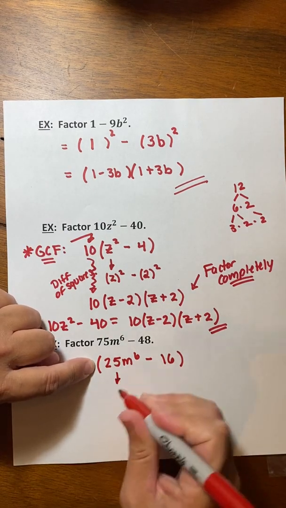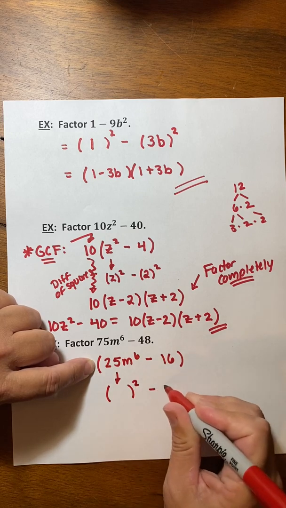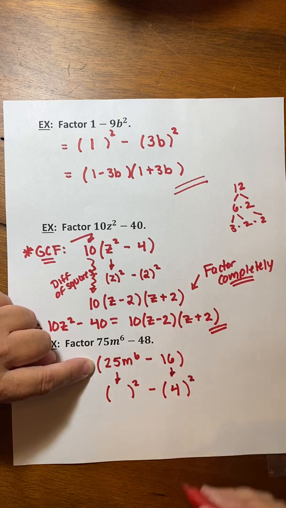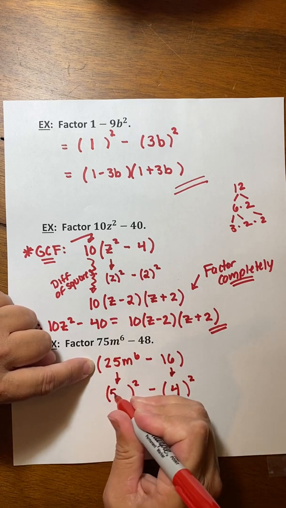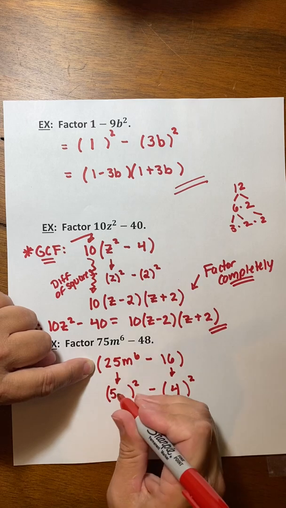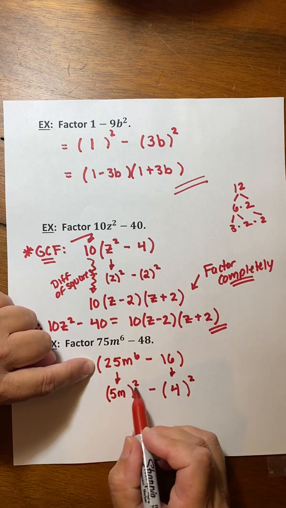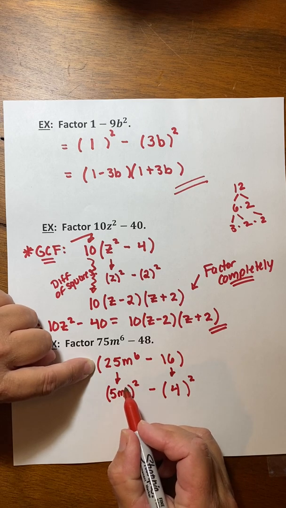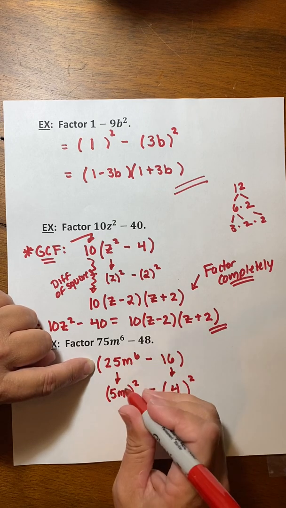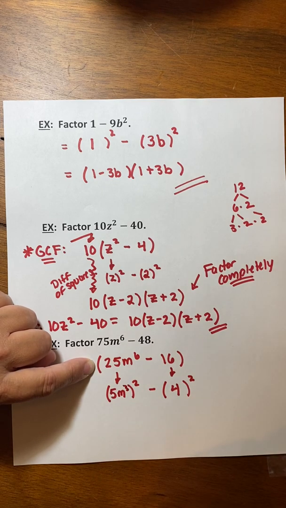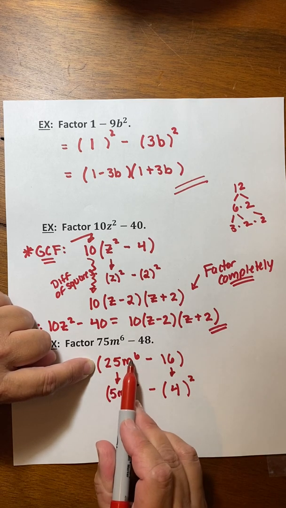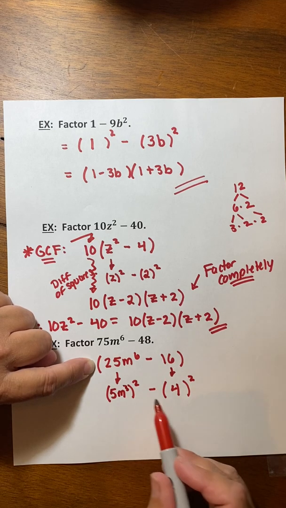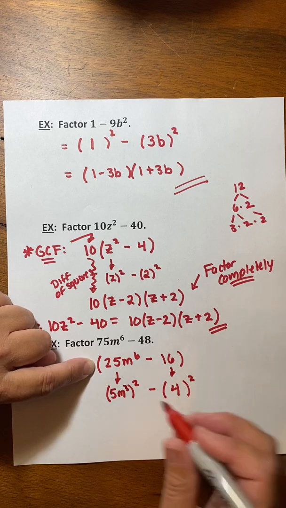We're going to ask ourselves, can I write this as something squared minus that something squared? Well, 4 squared clearly gives me 16. 5 squared gives me 25, but what would the power on m have to be such that when I square it, I get 6? We would have a power to a power, so I need a number such that the product of this number and 2 is 6. And the answer is going to be 3. So 25m to the 6th minus 16 can be written as 5m cubed squared minus 4 squared. So this is the difference of squares.